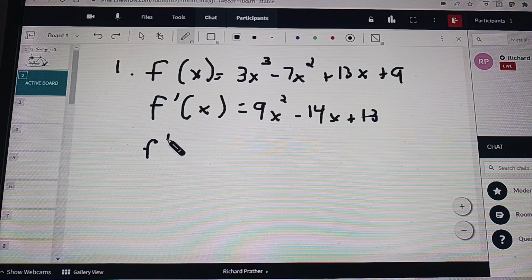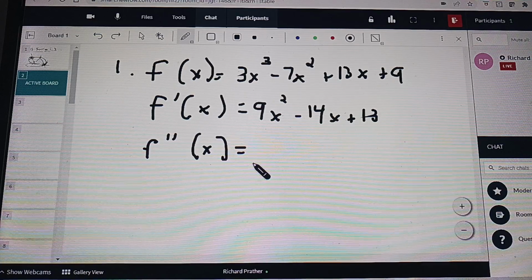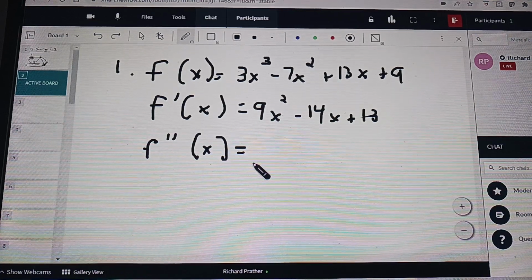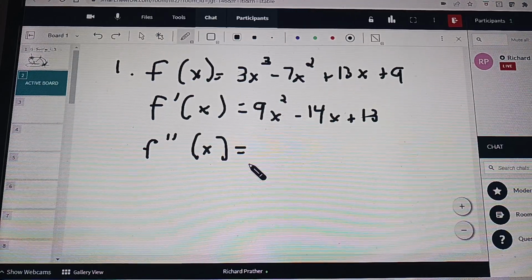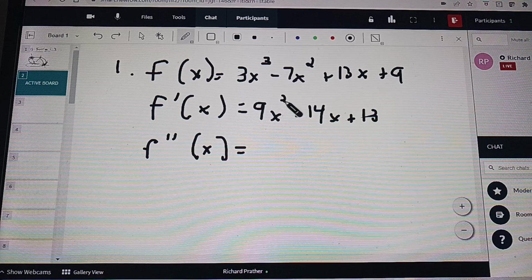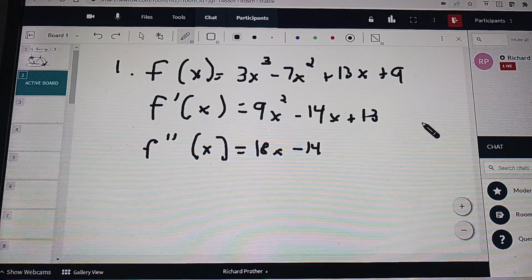But somebody thought, what if I do a derivative of a derivative? We've seen in math before, like functions inside of functions, radicals inside of radicals. You can do a derivative inside of a derivative, basically. Just do the power rule again. What if you just did the power rule again from a derivative answer? 9 times 2 is 18, x to the first, and the derivative of negative 14x is negative 14, and the derivative of 13 is nothing.